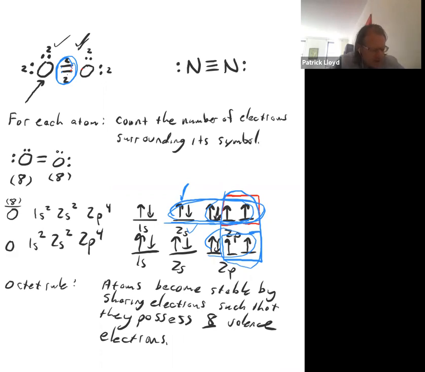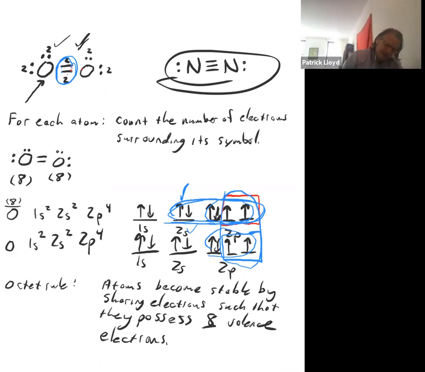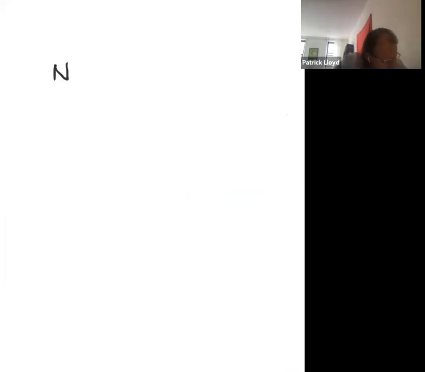So what about nitrogen? I'll do this on another slide. Nitrogen, let's consider the Lewis structure for nitrogen. So nitrogen is in group 5A. So it has 5 valence electrons, right? So it doesn't have 8, it only has 5. What that tells us is if you could give it 3 more electrons, it might be stable because now it would have 8. That's the octet rule. That's what we observe.